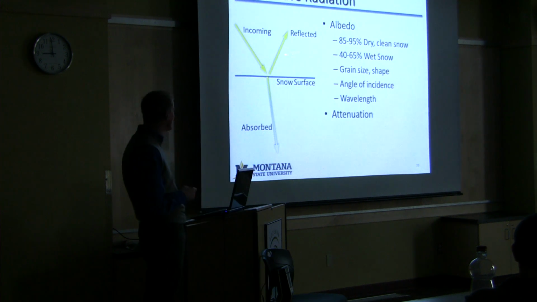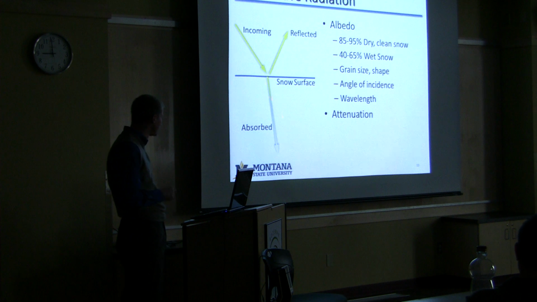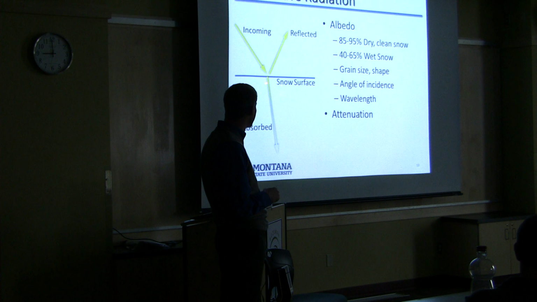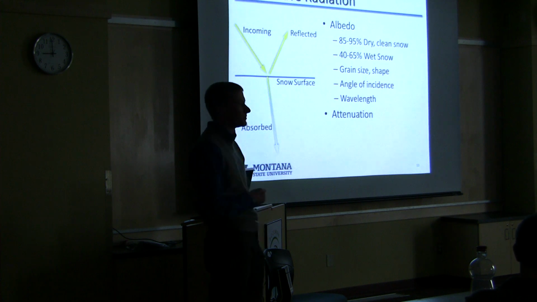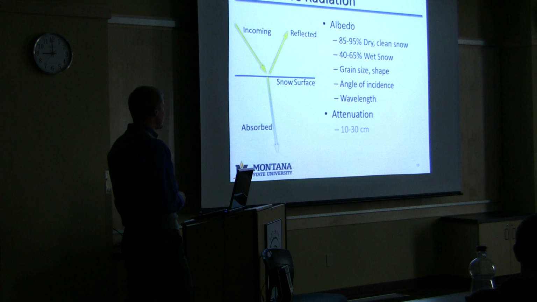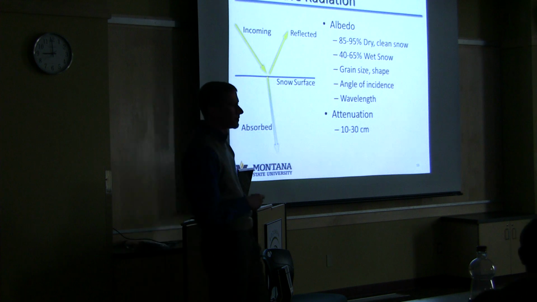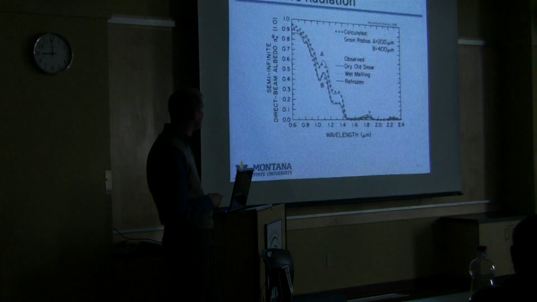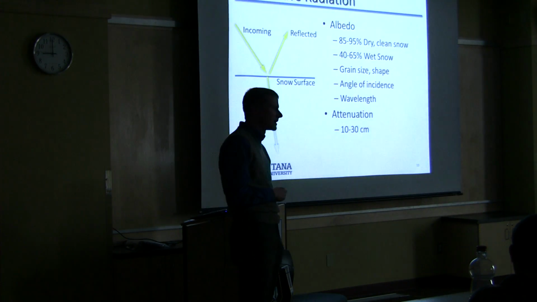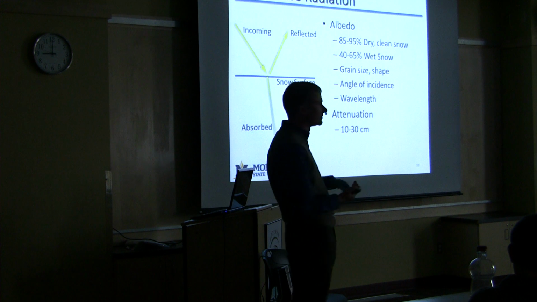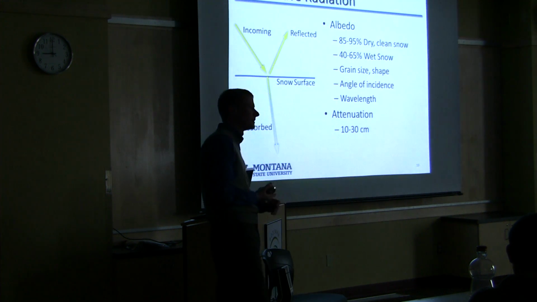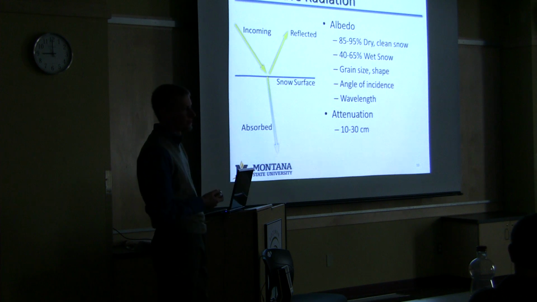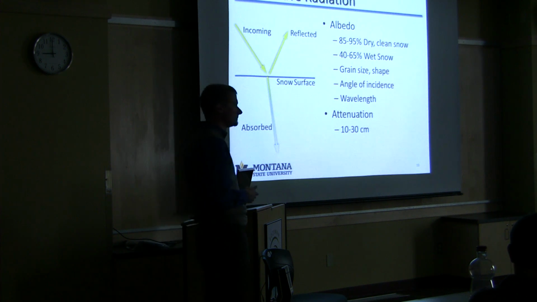And then also there's something called attenuation. There's a reason why I got this thing kind of faded like that. Most of your radiation gets absorbed right here on the top, and it kind of disperses as it goes down. That's maybe 10 to 30 centimeters, depending on what kind of snow you've got, maybe even less than that. And again, that's all depending on grain size, grain shape, if there's dust in the snow, all these different things can affect how the radiation attenuates within the snowpack.